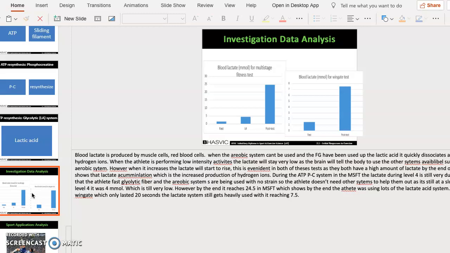During the ATPP system, in the multi-fitness test, the lactic acid during level 4 is still very low due to the fact that the athlete is using the fast glycolytic fibers and the aerobic system with no strain, so the athlete doesn't need any other system to help them out at a slow pace. At level 4, it was 4 millimoles, which is still very low. However, by the end, it reached 24 in the multi-fitness test, which shows that by the end the athlete was using huge amounts of the lactic acid system. Even with the Wingate only lasting 20 seconds, the lactic acid system still gets heavily used, with it reaching 7.5 millimoles.